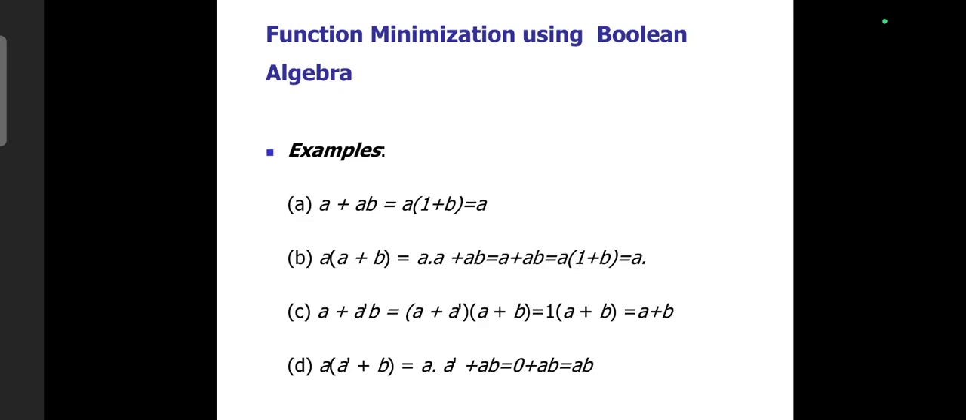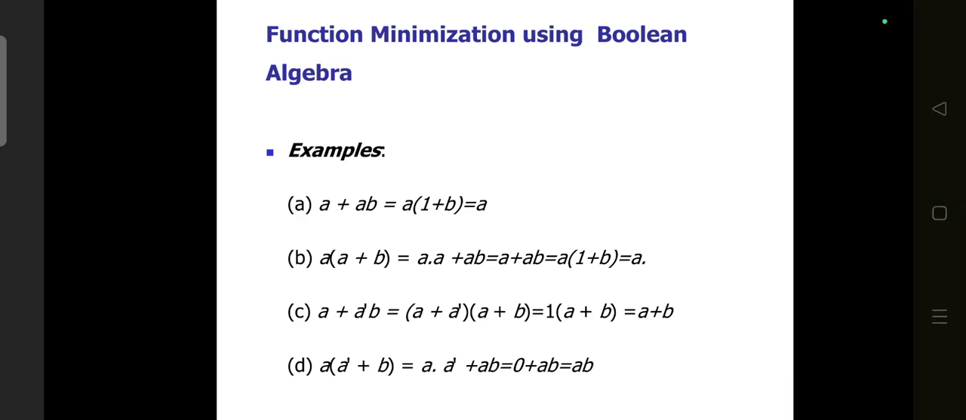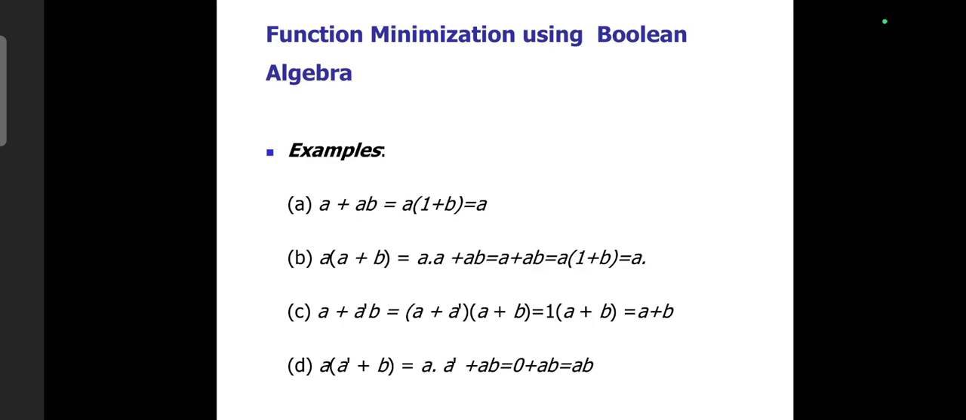Now we will go one by one. Consider a plus ab. Factoring, a into 1 plus b. 1 plus b equals 1. So the result becomes a. A complex expression is reduced to a single variable. So this means fewer logic gates, less power consumption and low implementation cost.